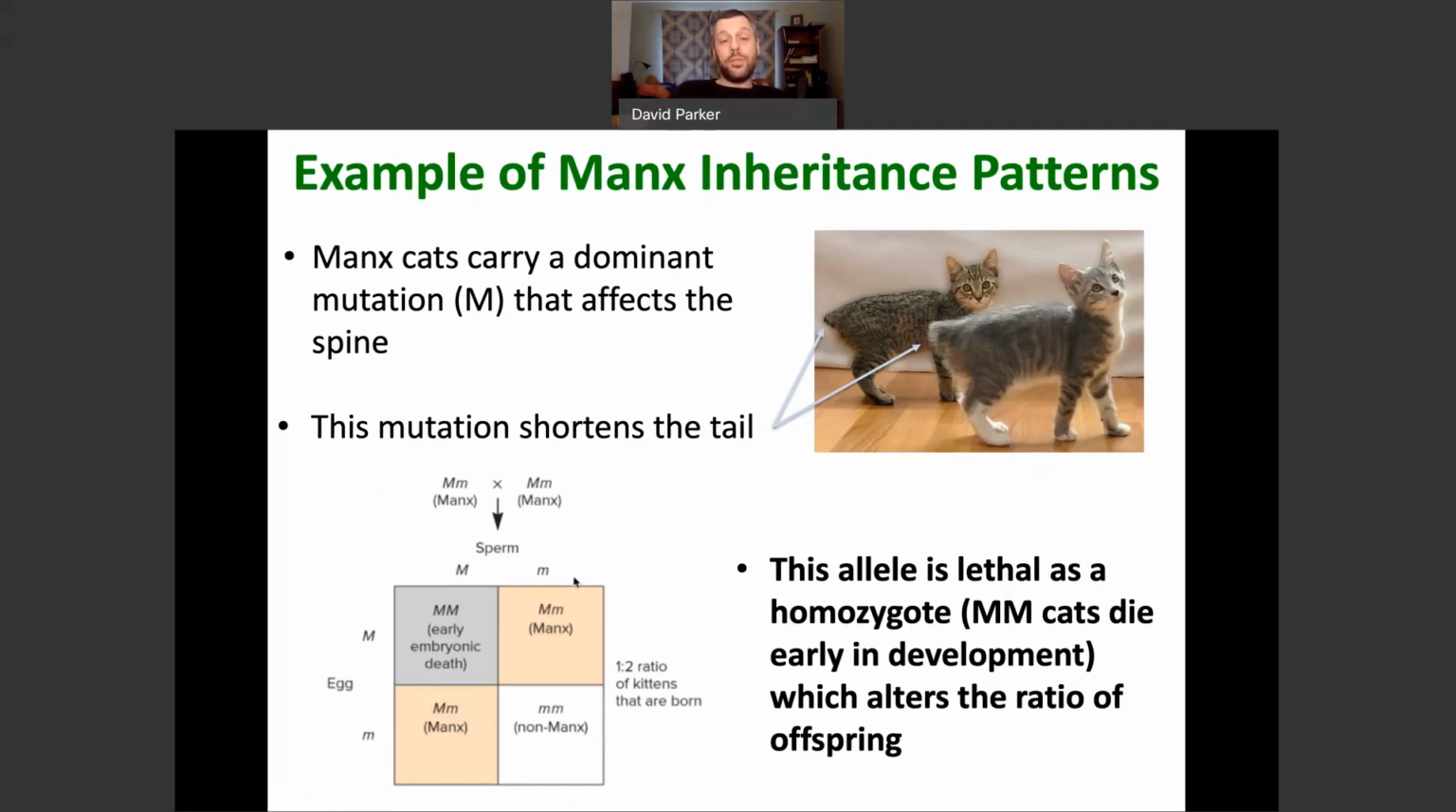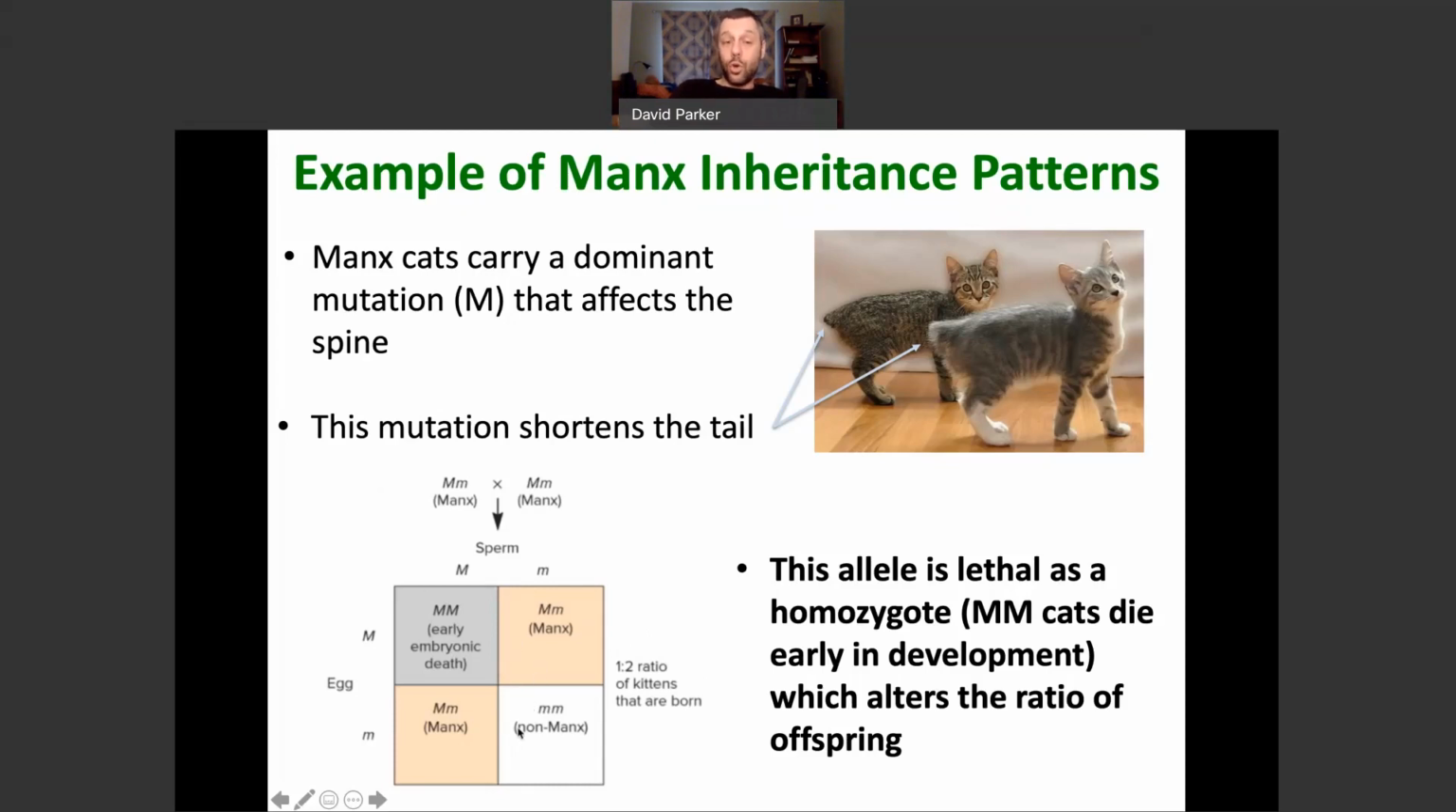You get two of these four, which are heterozygotes. Those are going to be Manx cats because they'll have messed up spines and therefore shortened tails. If you have homozygote recessive, then you don't have any copies of this capital M, and you look like a normal kitty cat. But if you are homozygous dominant, you actually die super early in development. You're never actually made as an individual, so you just don't exist. So then the phenotypic ratio is 1 to 2 here, 1 non-Manx to 2 Manx.